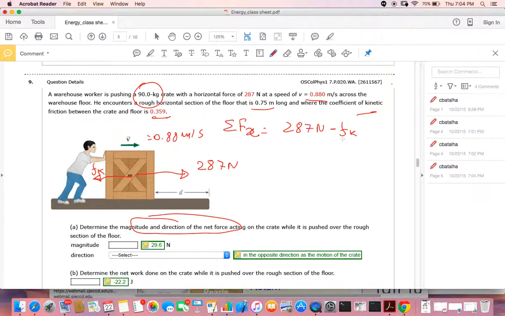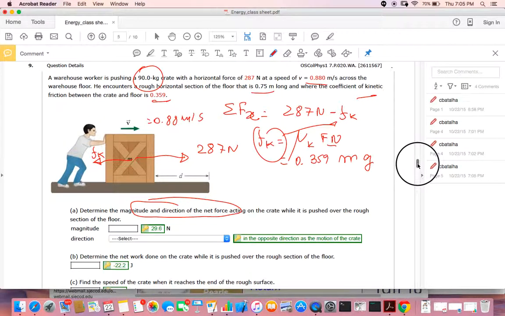So to find the net force, you must find out what your friction force is. And the friction force is equal to the coefficient of kinetic friction times the normal force. Coefficient of kinetic friction is already given. What is it? 0.359. And the normal force is, in this case, mg. Right? So we have that. We plug this number in here. And then we can get the net force, which is the first result.